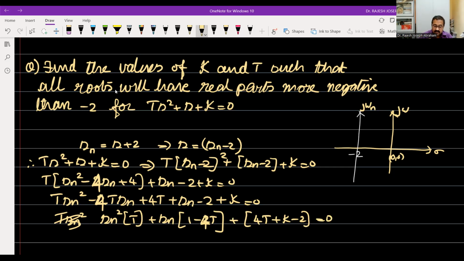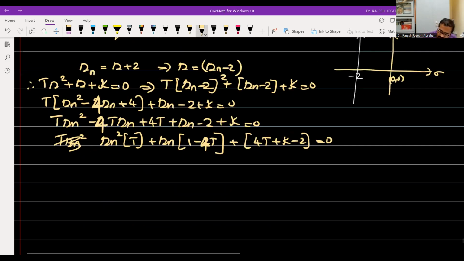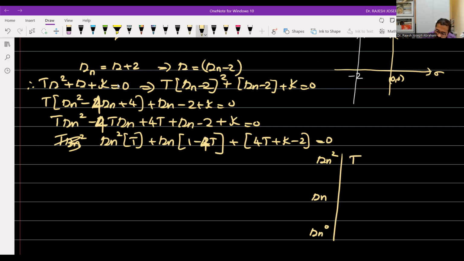Okay, so our aim is to find k and t. So now you see, if there are no sign changes in the new plane which has been shifted to the left by 2 units, then we can be definite that all the roots have real parts more negative than minus 2. Okay, so we will now do the Routh array. So it starts from s n square, s n raised to 0. Okay, t, 4t plus k minus 2. Okay, what will be the next thing? 1 minus 4t. What will be the next thing? This into this minus this into 0 divided by this. That means 4t plus k minus 2.